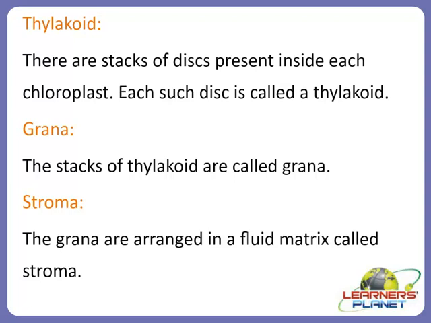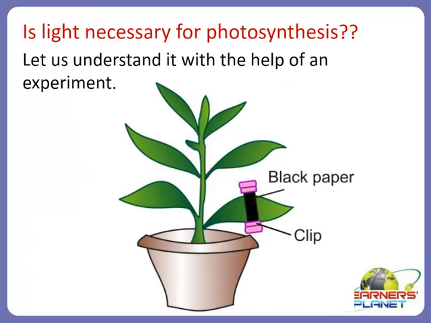And that is why we can say that the plants are green, or they appear green, due to the pigment called chlorophyll. So this is one such condition which is very necessary for carrying out the process of photosynthesis. Now let us move on to the other condition which is necessary for photosynthesis.